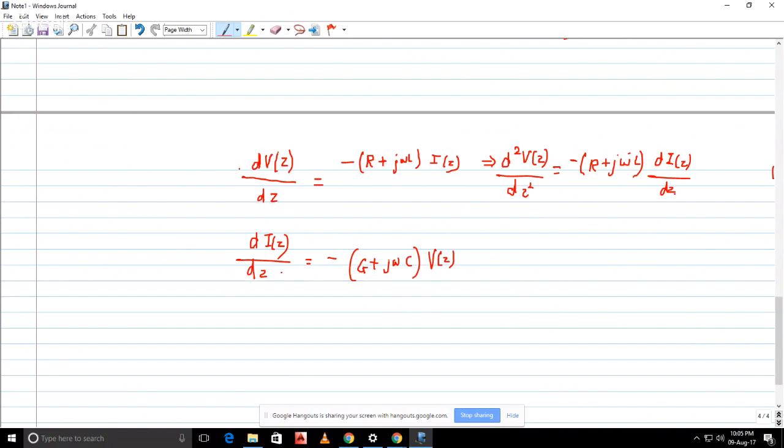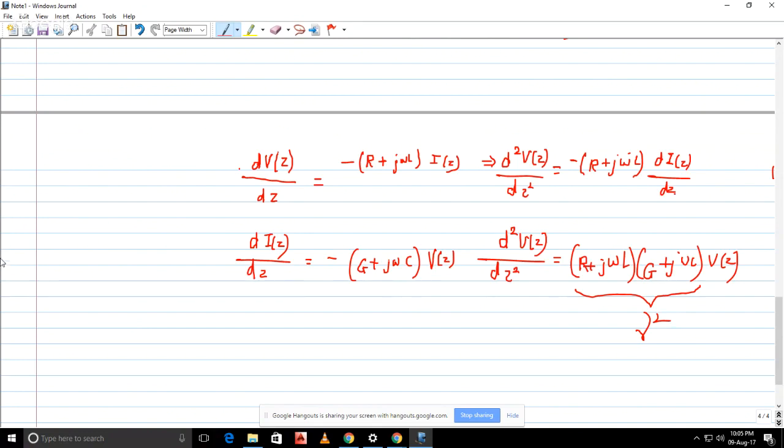And in this equation, I know dI(z) by dz is nothing but this term. So if you substitute, d square V of z by dz square will be equal to this minus, and this minus will convert to plus, and there will be a product of two terms, which is (R plus j omega L) into (G plus j omega C) into V of z. This term I called gamma square. So now my equation becomes d square V of z by dz square, and I bring everything on this side, minus gamma square into V of z equals zero.